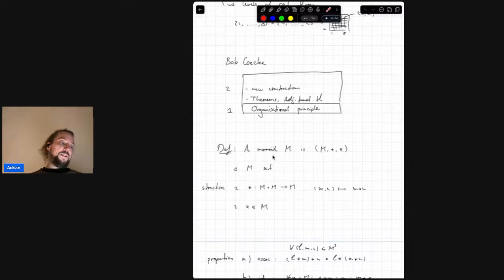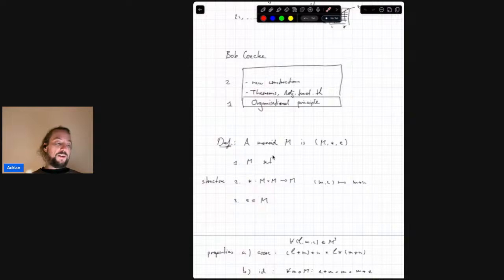Then I spoke about how there are basically 2 levels at which one can do category theory. One is in terms of an organizational principle. Basically, whenever you have a bunch of objects and morphisms, you know that you have a category, and then you can talk about these objects and morphisms in the same way across vast domains of mathematics.